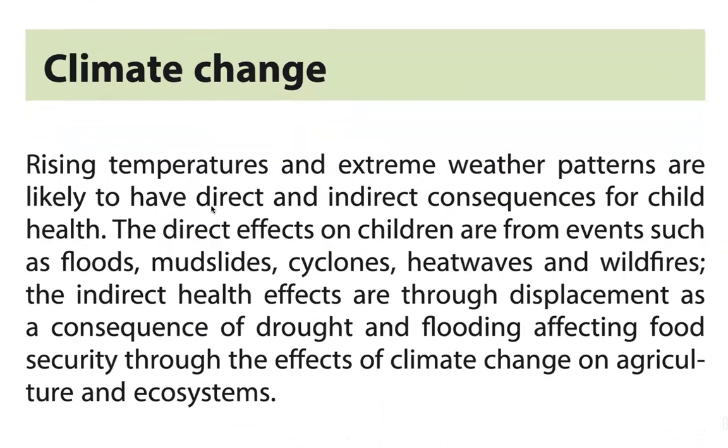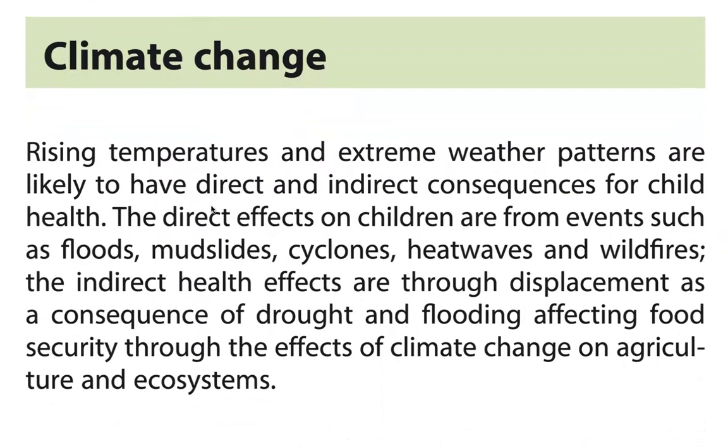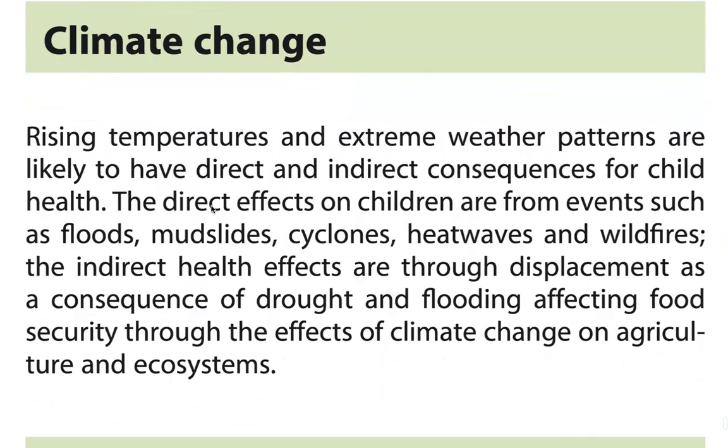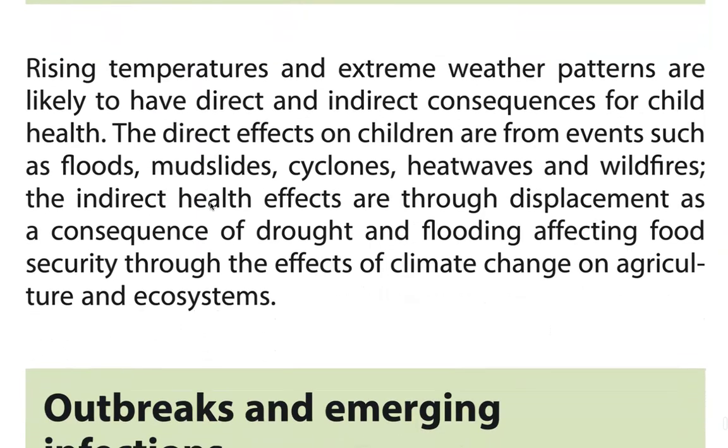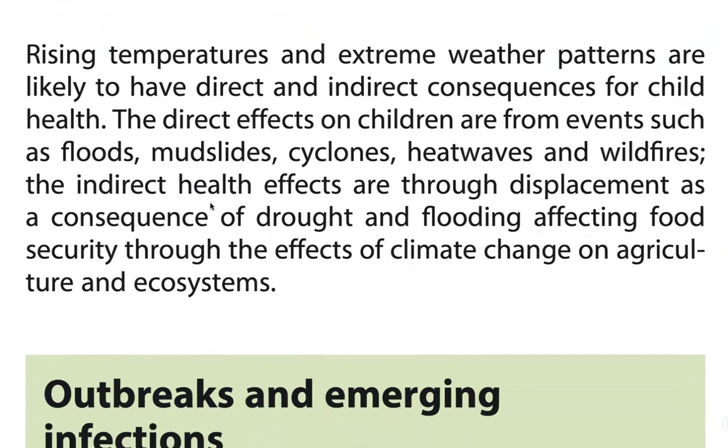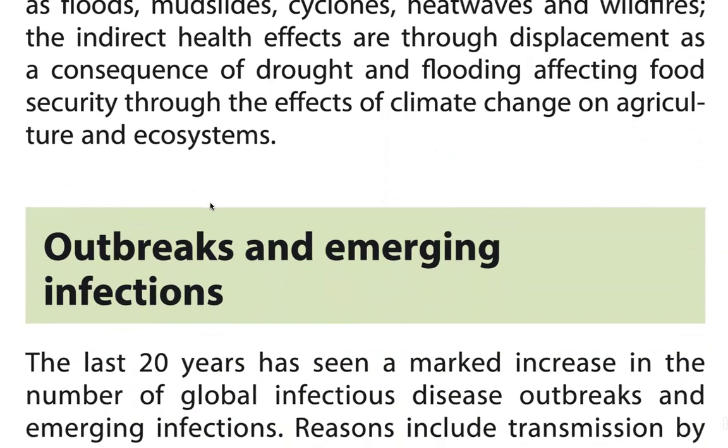Climate change, rising temperature, and extreme weather patterns are likely to have direct and indirect consequences for child health. The direct effects on children are from events such as floods, mudslides, cyclones, heat waves, and wildfires. Indirect health effects are through displacement and the consequences of drought and flooding, affecting food security through the effects of climate change on agriculture and ecosystems.